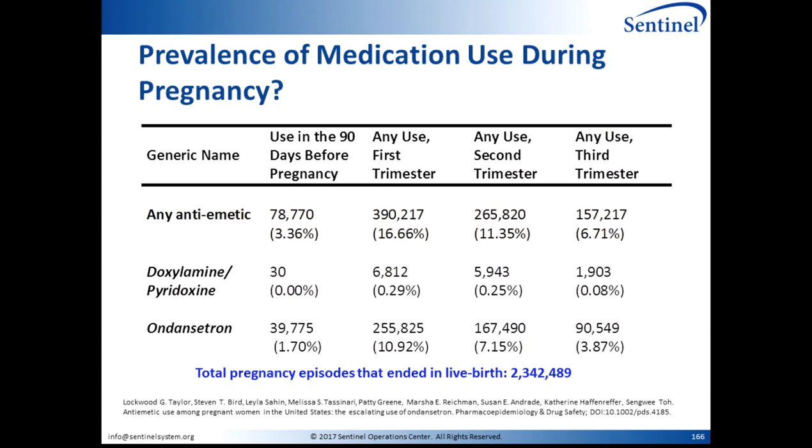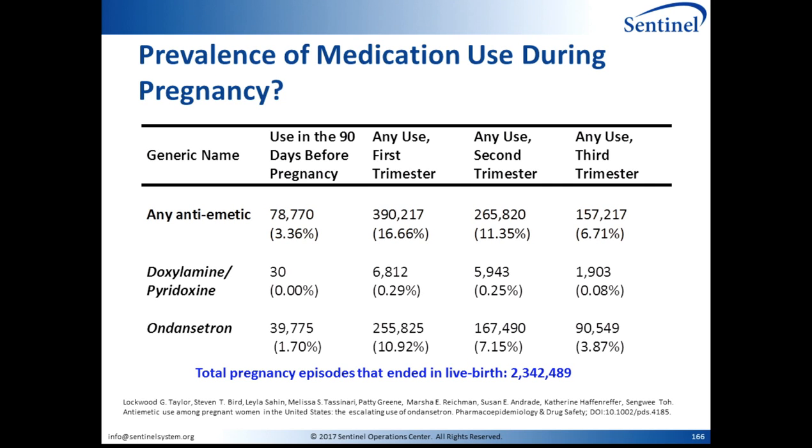There at the top, you see any antiemetic. That's a grouping of a large number of medications. And then you see a particular medication there, which is the indicated medication. This is the medication that's approved for nausea and vomiting during pregnancy. And then you see ondansetron. And you can look across the columns at the use during the 90 days preceding pregnancy, the first trimester of pregnancy, the second trimester, and the third trimester.